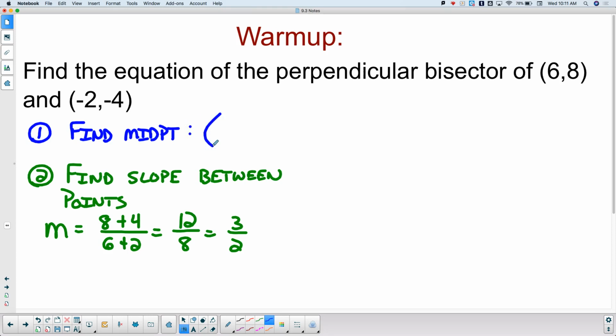What did you come up with? You did not find the midpoint yet? You could probably do it while I'm writing it out. Oh, put that thing away. 6 plus negative 2 divided by 2. 8 plus negative 4 divided by 2. See how easy that was without a calculator?